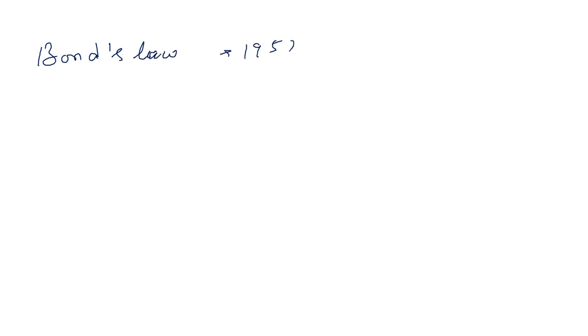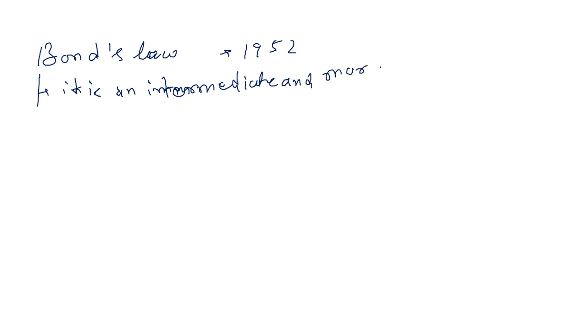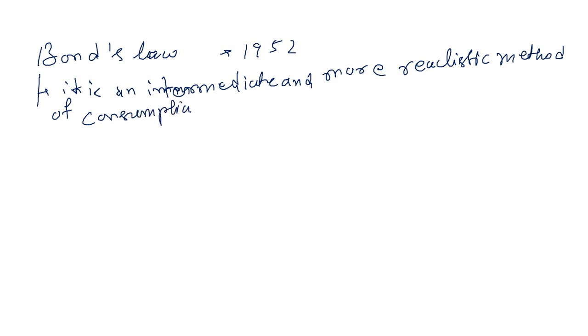This law was given in 1952 by Bond. So Bond's law is an intermediate and more realistic method of consumption and grinding.